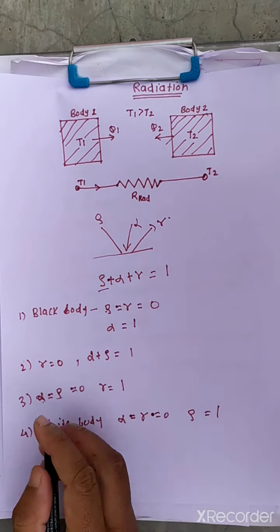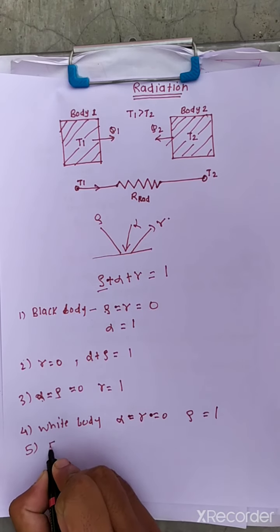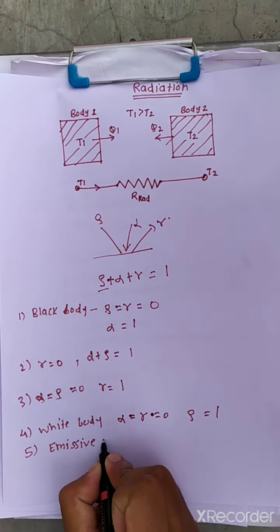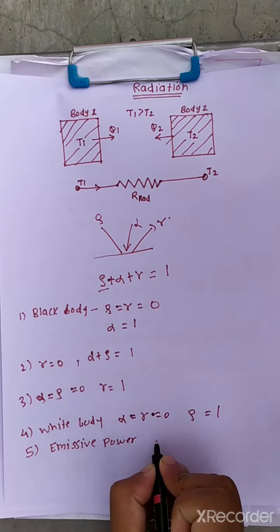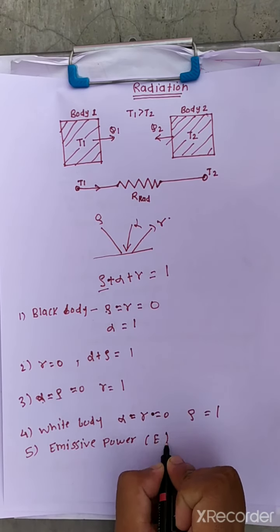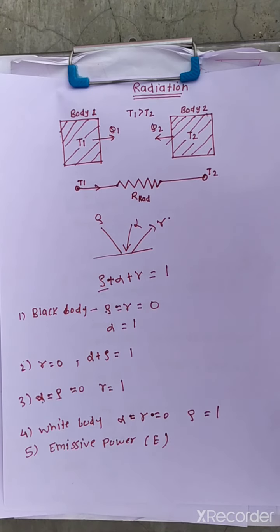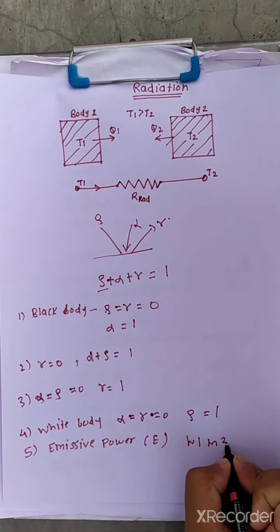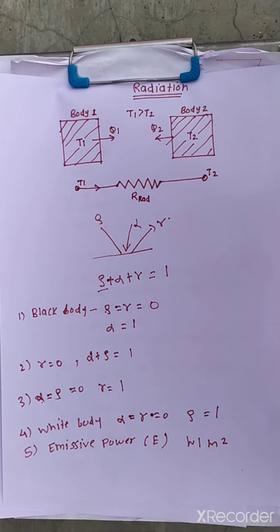Next is the emissive power, E. The emissive power of any surface is defined as the energy emitted by this surface per unit area per unit time. So its unit is watt per meter square.